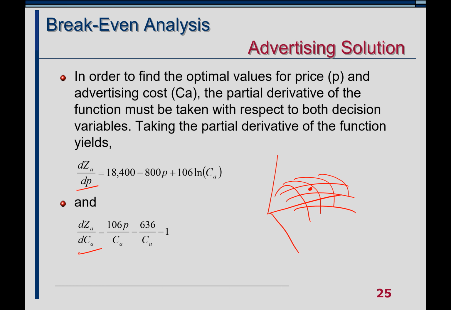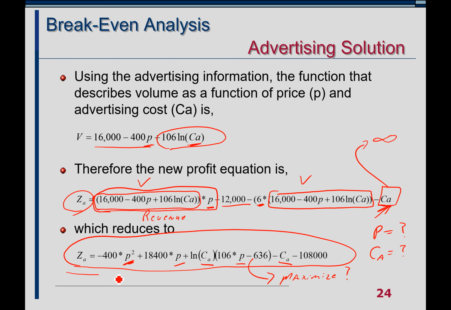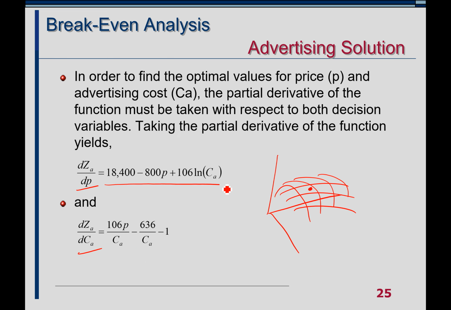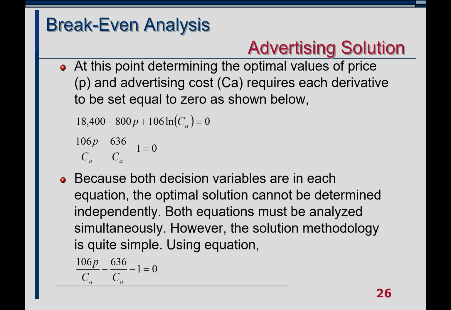So what you're going to do is take the derivative of this big function right here with respect to P, and when you do that, you get this guy. And then you're going to take that derivative with respect to C sub A, and you get this guy right here. Alright? So, what do we have? Well, we're going to set both of those derivatives equal to 0.